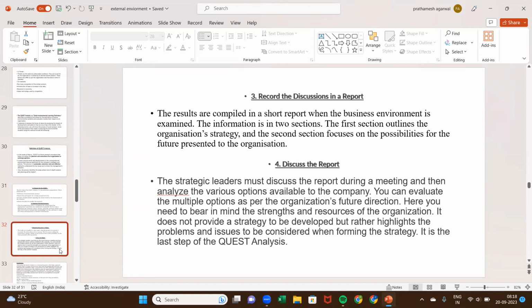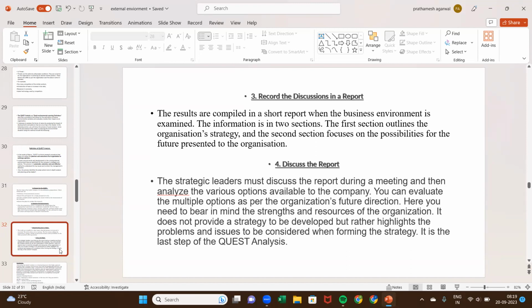Then record the discussions in a report. Whatever you have studied, you need to record it. You cannot keep it to yourself because this is dealing in planning. Quest analysis is for the in-depth analysis of those factors which are going to help us in planning. So you need to record the decision in a report. The results are compiled in a short report when the business environment is examined.